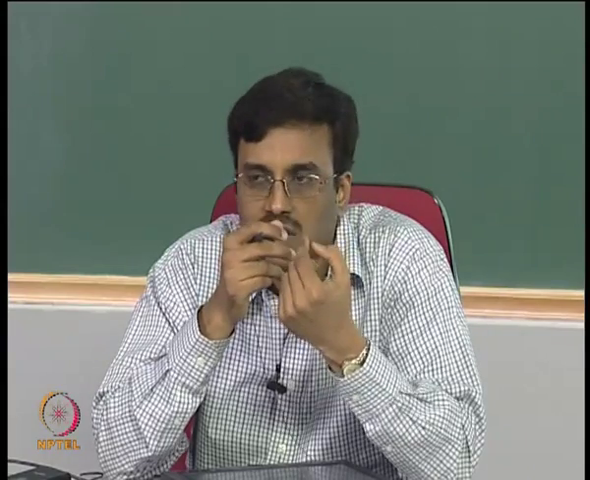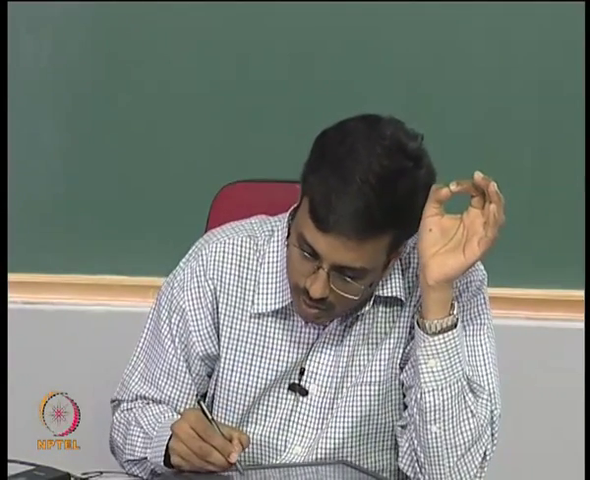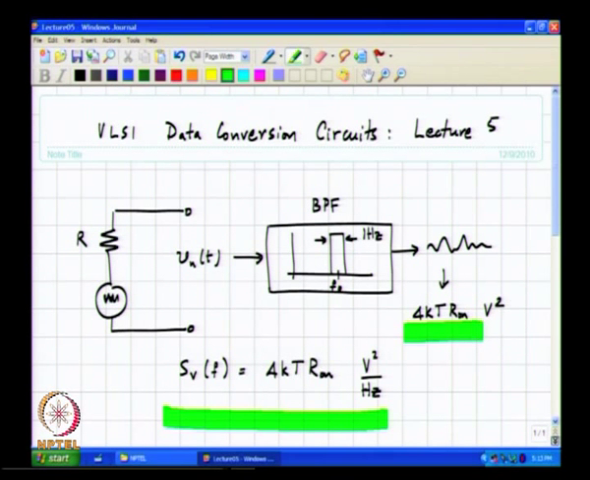Please note that a band pass filter has two attributes. One is the center frequency, which in this case we have denoted by f naught, and the other one is the bandwidth, which is fixed at 1 hertz. Now, it turns out that if you do this experiment and measure the mean square value of the waveform at the output of the band pass filter, that mean square value will be 4 kT times R on volt square. The input has dimensions of volts, the output of the filter also has dimensions of volts. So, the mean square value has dimensions of volt square.